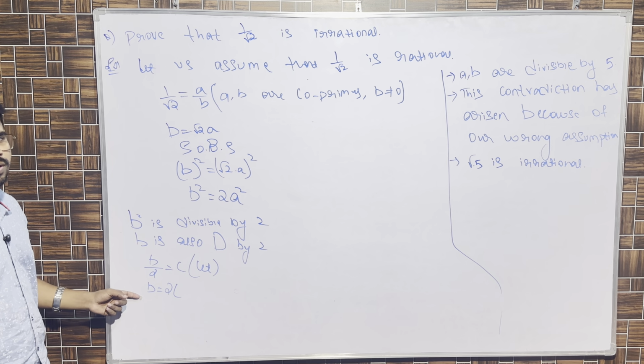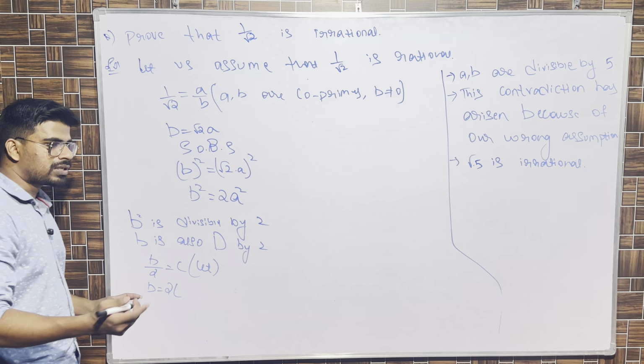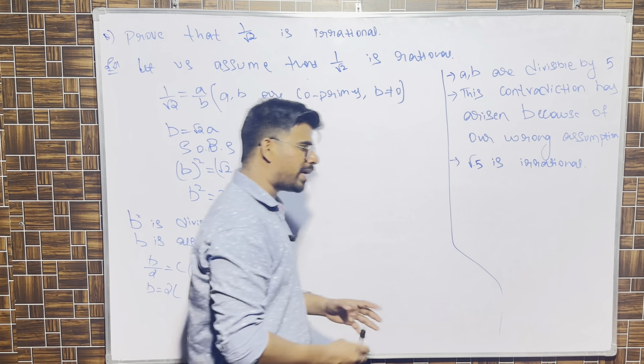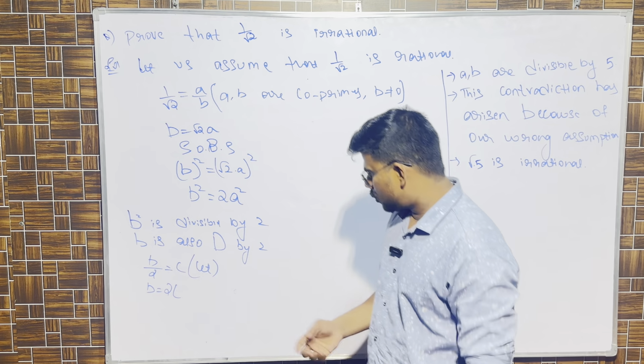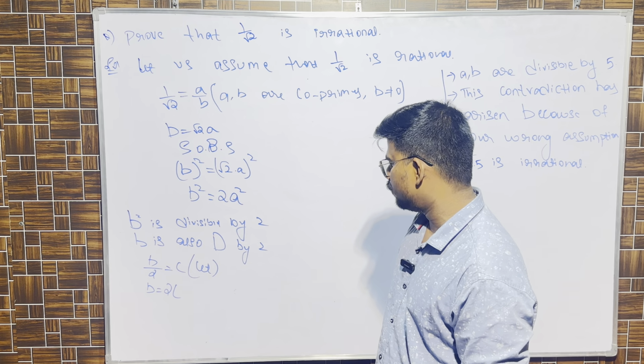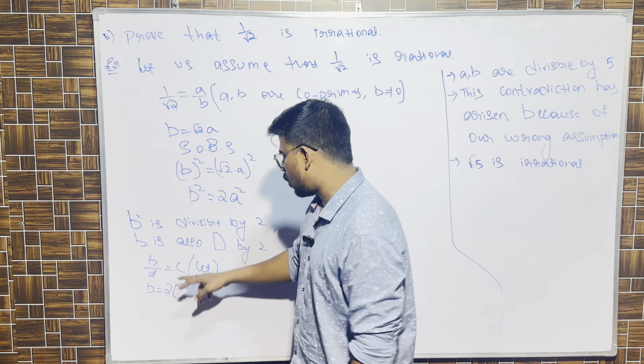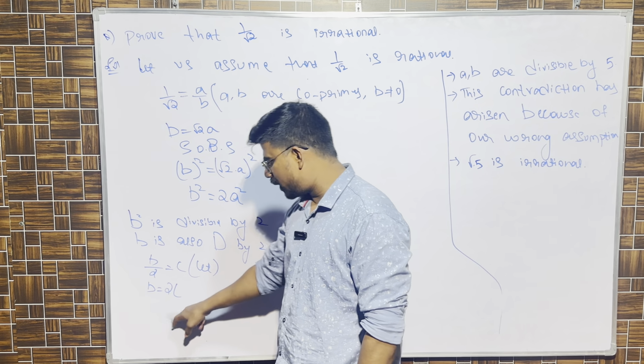But is there any a square in the picture? No. We have to do some trick and get a square in the picture. Where do I do the trick? What trick should I do? Here, b square we have already got. We no longer need this b square.